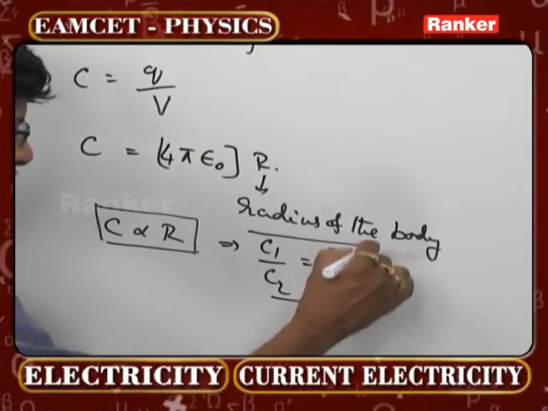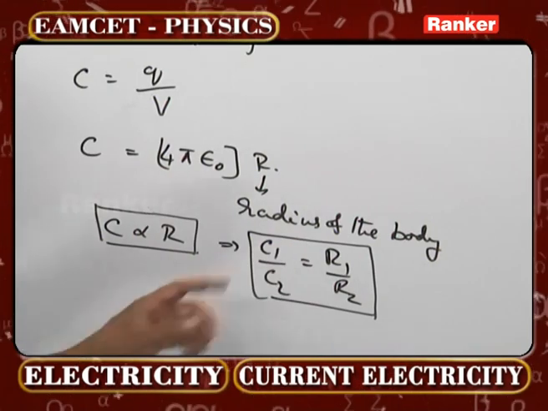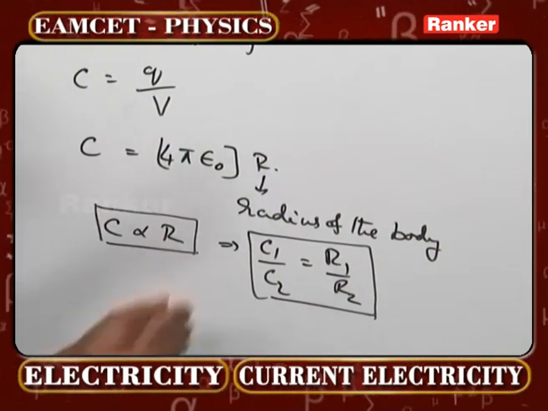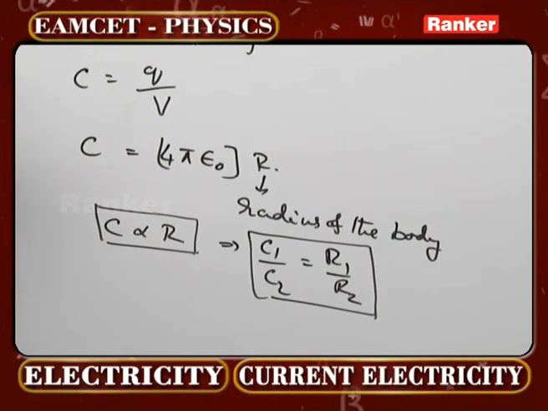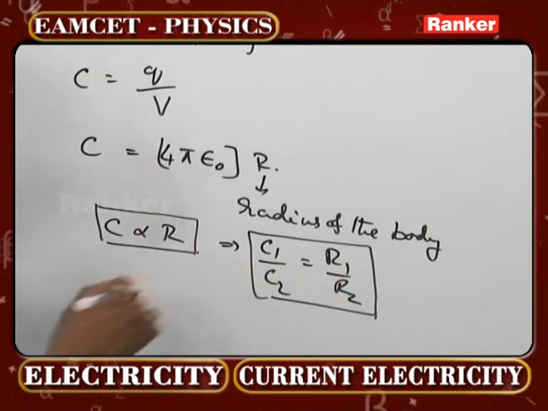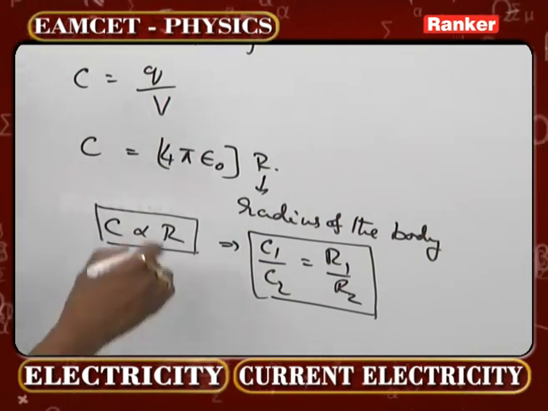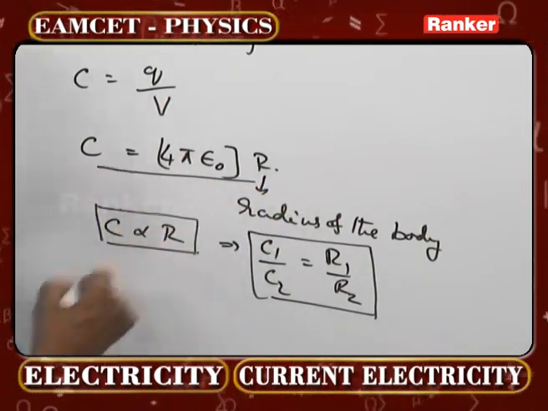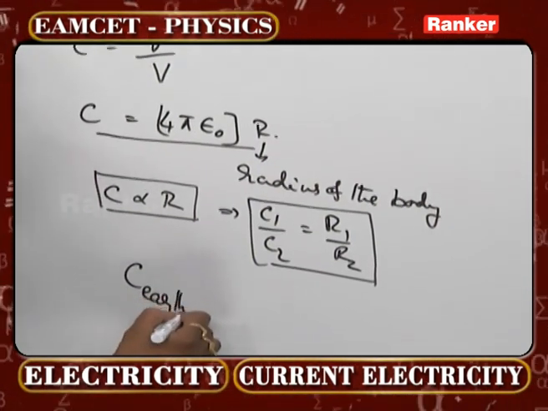For example, two bodies or two spheres having radii in the ratio 1:2 are taken up. What is the ratio of their capacities? Suppose if they ask, then it is straight away 1:2 only, because C1 by C2 is equal to R1 by R2. Likewise, when you take this particular equation, what is the electric capacity of earth, they may ask you.